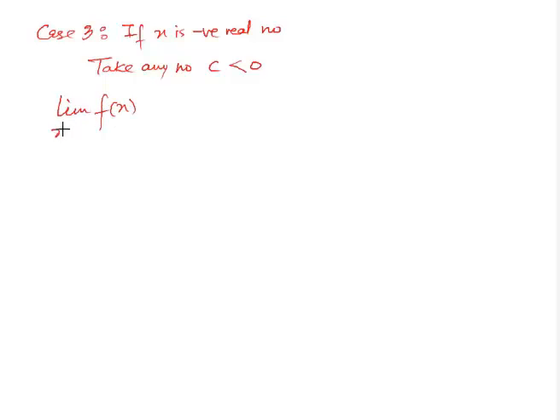Let's say case 3, if x is a negative real number. So we take arbitrarily any number c such that c is less than 0. Now we need to check for this c. If it's true for c, then it will be true for all the negative real numbers. So first we need to find the limit of f of x when x is approaching towards c, which is the limit x tends to c of f of x.